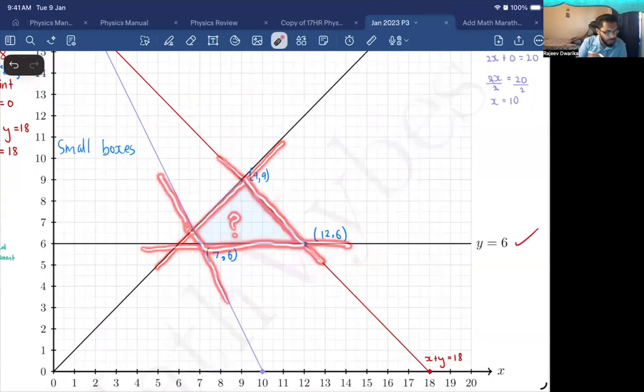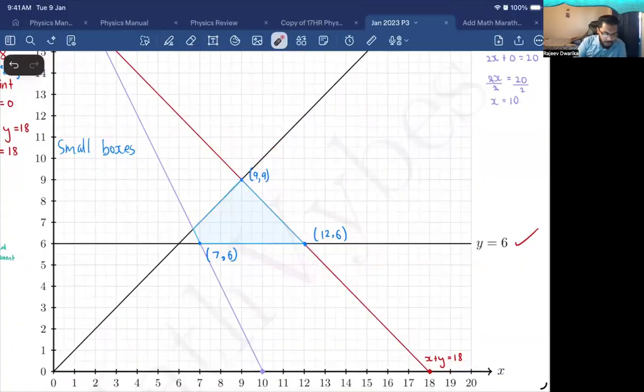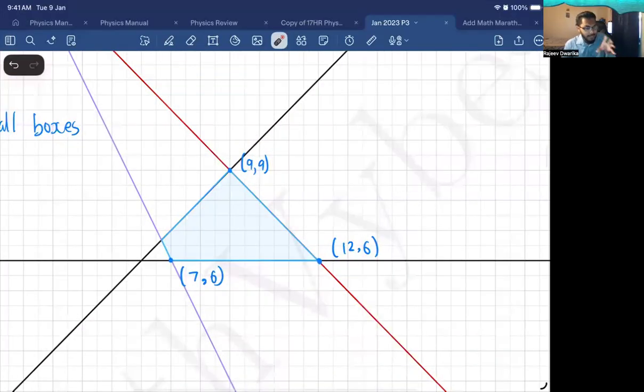Yes, sir. That's how you figure out which is the common region. Now, anytime you're dealing with a linear programming question and they ask you something like maximum, minimum, most, least, you're looking for the most extreme conditions that satisfy all of the inequalities. And those values will be given by the vertices, right?